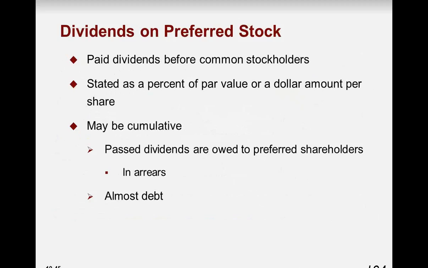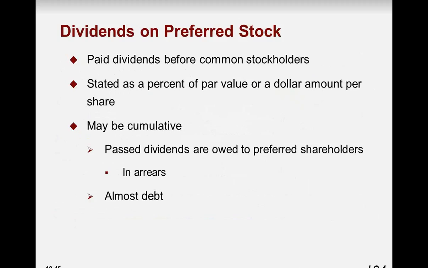How about dividends on preferred stock? I said earlier that the dividends on preferred stock are guaranteed amounts if a dividend's paid. So typically, dividends are stated as a percent of par value or a dollar amount per share. They may be cumulative. This means that past dividends are owed to preferred stockholders. You hear the term in arrears. If we had dividends in arrears, then we must pay those back.